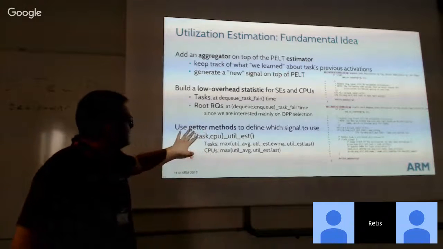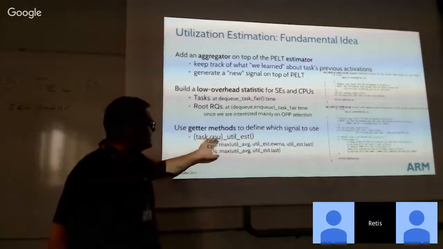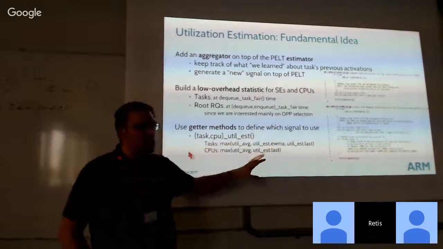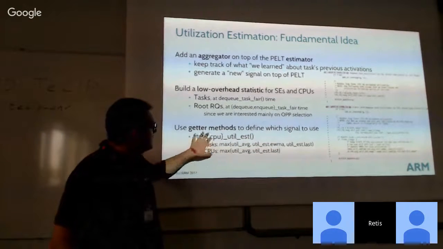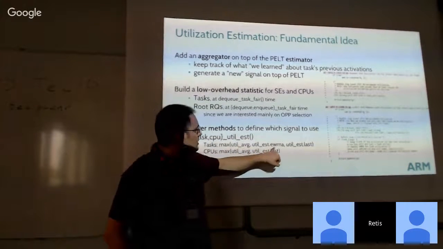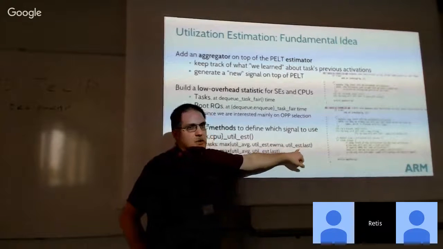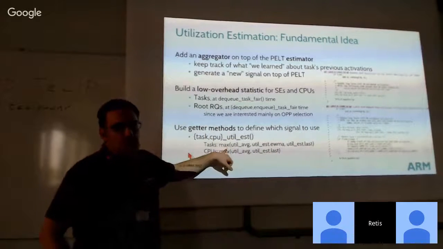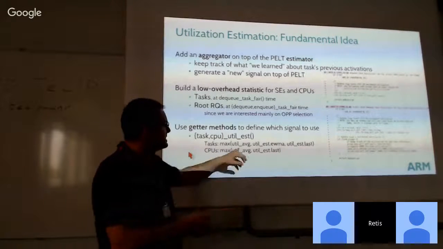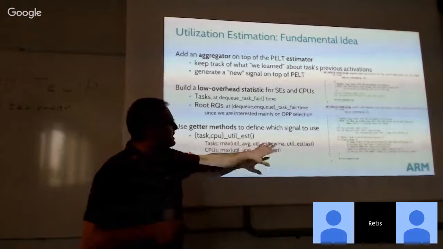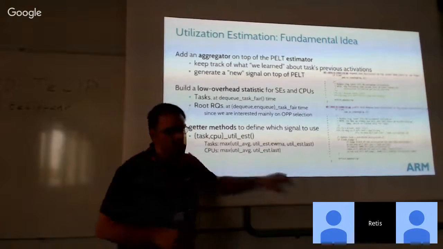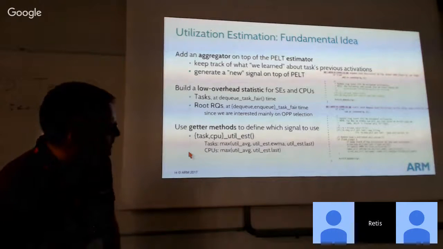And then what we have is a set of getter methods. So these task utilized or CPU utilized can internally use whatever aggregated value we have. So for example, for a task, the utilization can be the maximum between the actual PELT value, the moving average, or the last sample, which is quite similar to what Walt was doing in the past. So we always keep the maximum between whatever is utilized right now or the aggregated value. For the CPU it is always the max between average and last. We don't really have the moving average for CPUs.